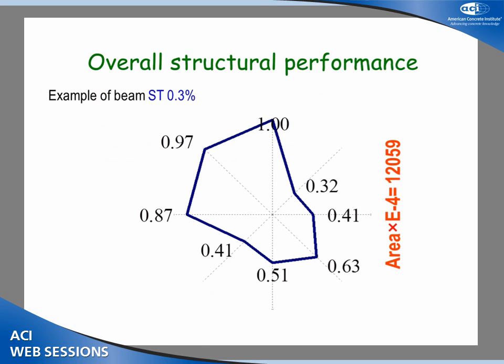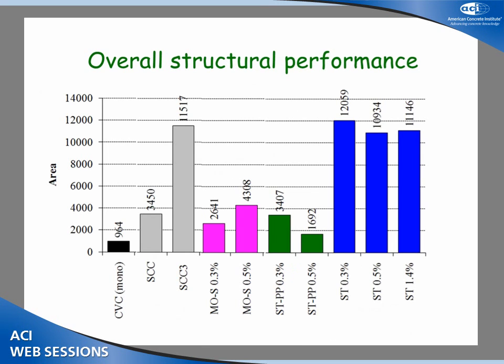All right. Then you can look at different characteristics. And here we're comparing the structural performance, overall structural performance. And we see all the steel beams, 0.3%, 0.5% fibers, did a lot better than the monolithic concrete, whether it's SCC or whether it is conventional concrete.